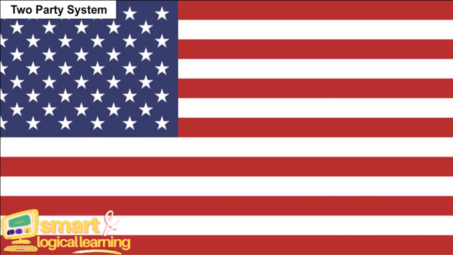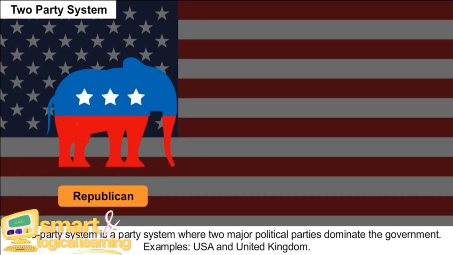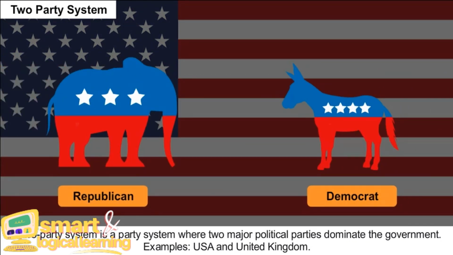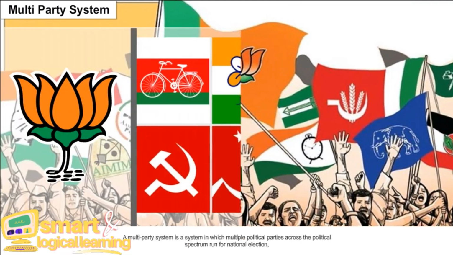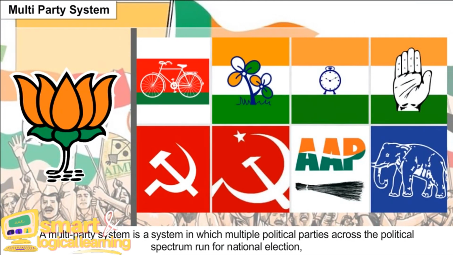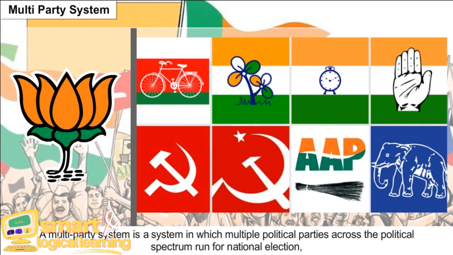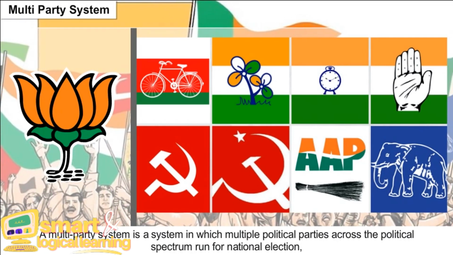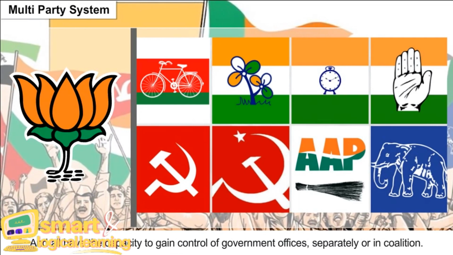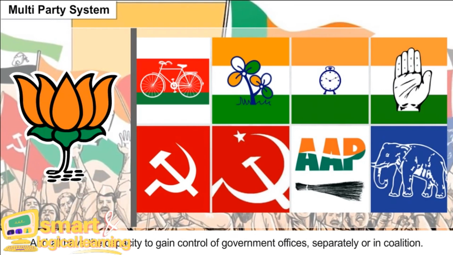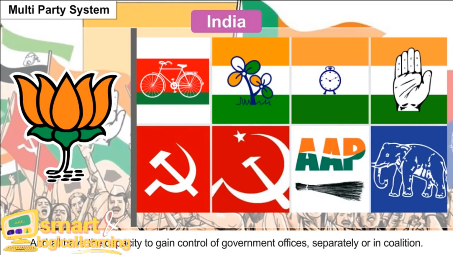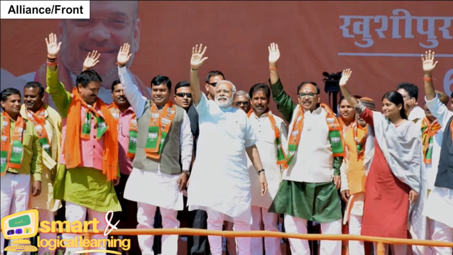Two-party system: a system where two major political parties dominate the government. Examples, USA and United Kingdom. Multi-party system: a system in which multiple political parties across the political spectrum run for national elections and all have the capacity to gain control of government offices separately or in coalition. Example, India.